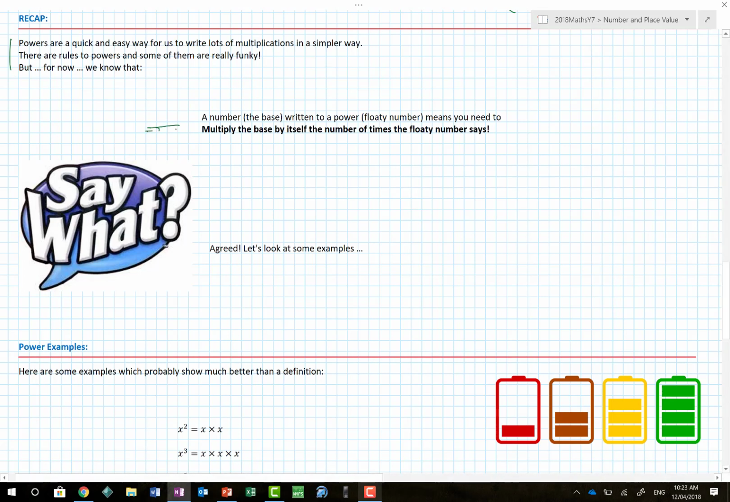you need to know that a number, the base, written to a power, so 3 to the floaty 2. This one here is called the base, and this one here is called the power, or the index, or for me, the floaty number, because it's a number what floats. Basically, 3 to the floaty 2 is the same as saying 3 times 3. This 2 tells you how many times to write it. So if I had 6 to the floaty 3, that's the same as 6 times 6 times 6. That floaty 3 tells you to write the base number, this big number, 3 times and put times just between it.